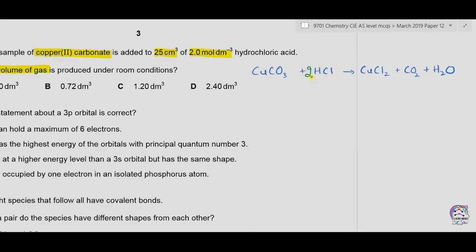Number of hydrogen is 2 on the reactant side and it is 2 at the product side. So the equation is balanced now. Copper carbonate is in solid form, HCl is aqueous. Copper chloride is also aqueous. Carbon dioxide is gas and water is in liquid form. In the question they are asking about the volume of gas produced, so we have to be concerned about CO2 only.